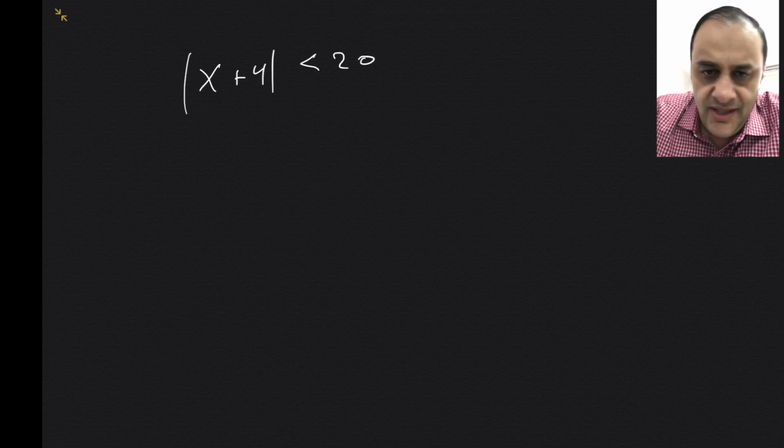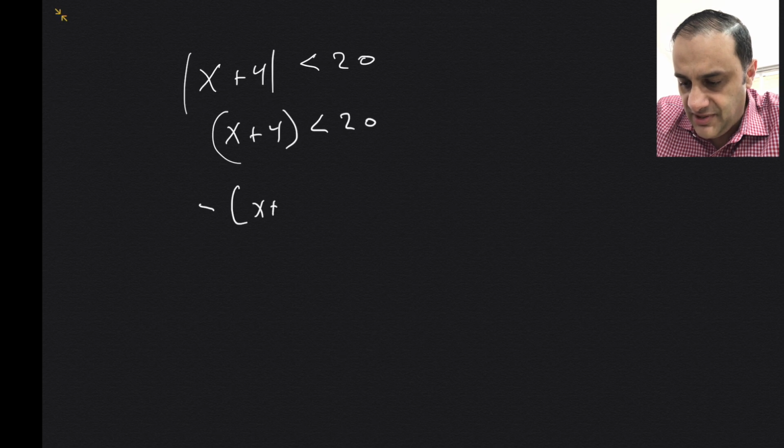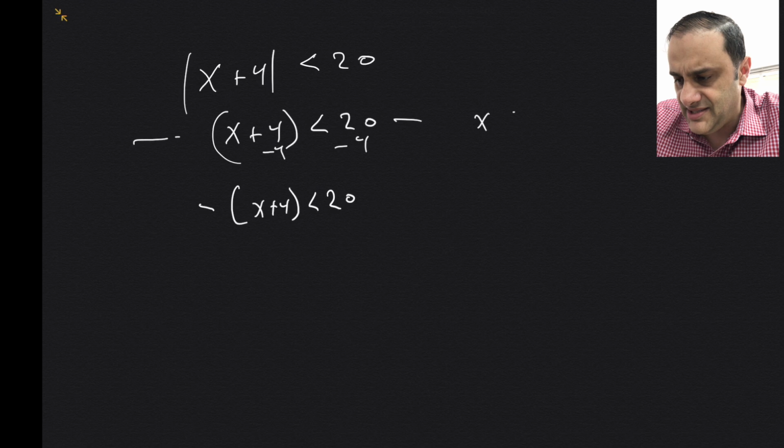Here we have the absolute value of x plus 4 is less than 20. So we have to do two things. We have x plus 4 is less than 20, and then we want the negative of x plus 4 to be less than 20. So we have to solve both of those. For the first one, we just subtract 4 from each side, so we have x is less than 16.